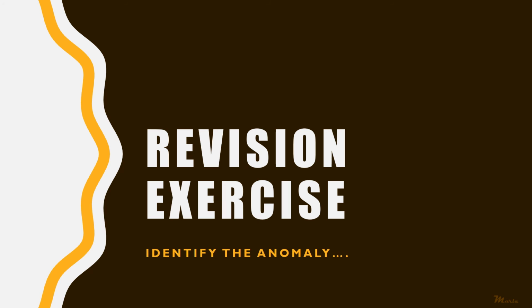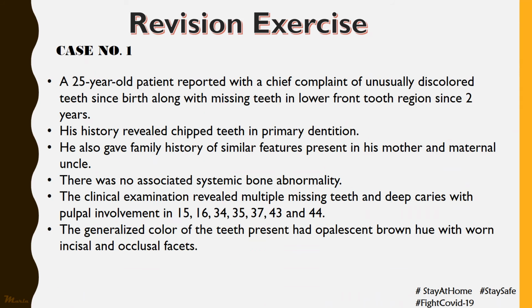So this concludes the topic related to developmental anomalies associated with the structure of tooth. The students are advised to revise these topics, especially in terms of Amelogenesis and Dentinogenesis imperfecta and enamel hypoplasia. So we further move on and revise some of these topics that we discussed today. So this will be like a case series.